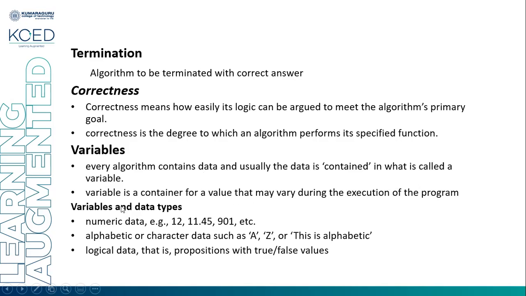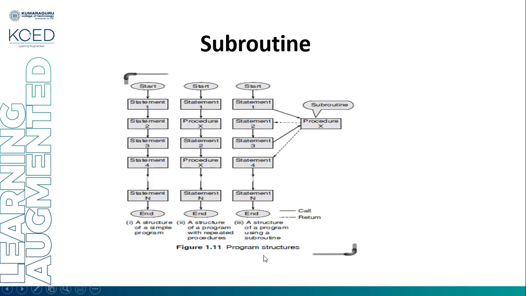Variable and data types. Numerical data, such as 12 and 11.45901, are numerical data. Alphabetical character data such as A and Z are known as character and string data. Logical data is proportional to true or false value. Logical data will take the value of true or false.